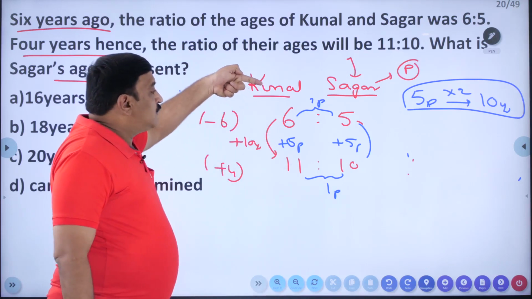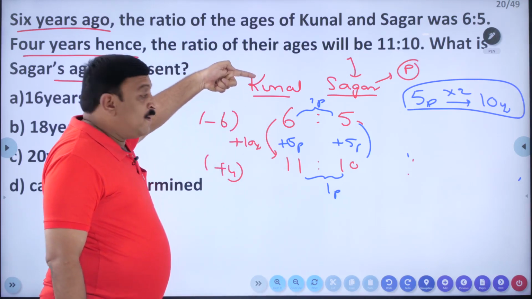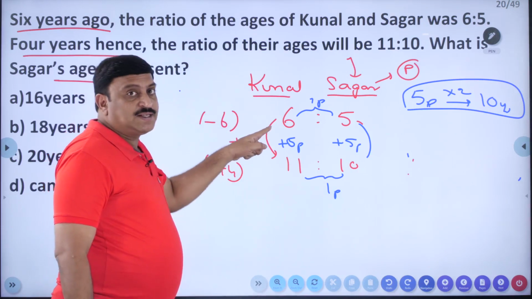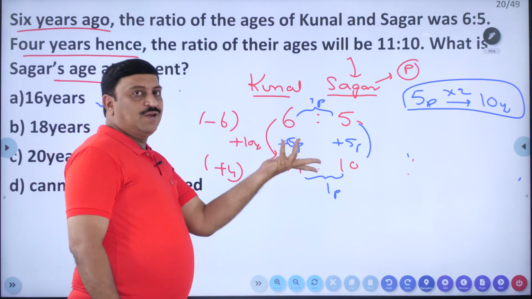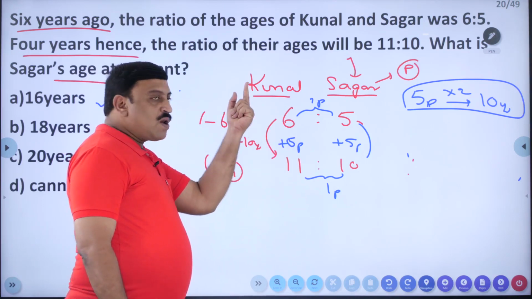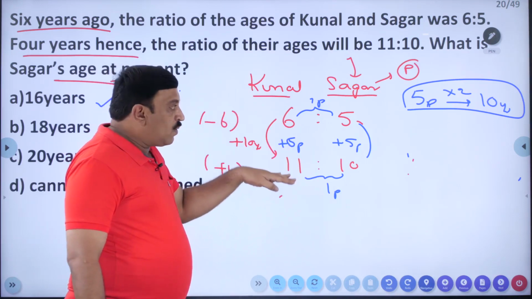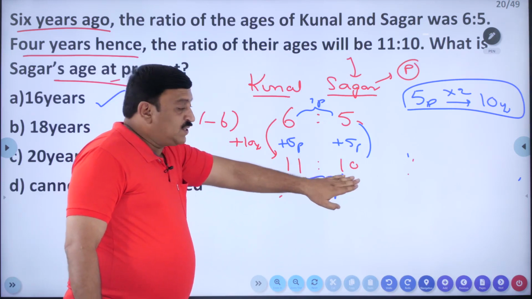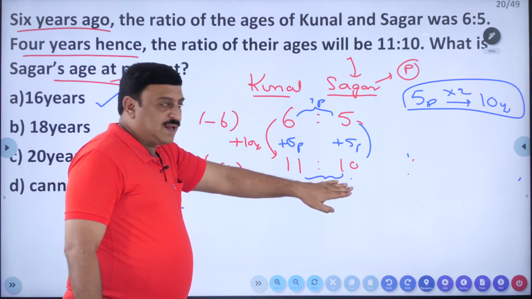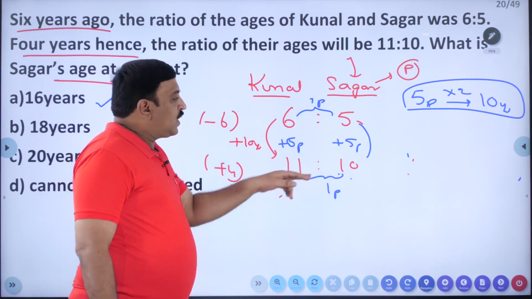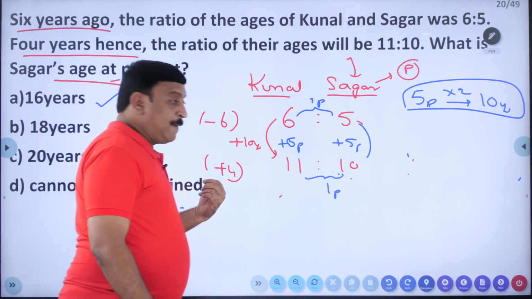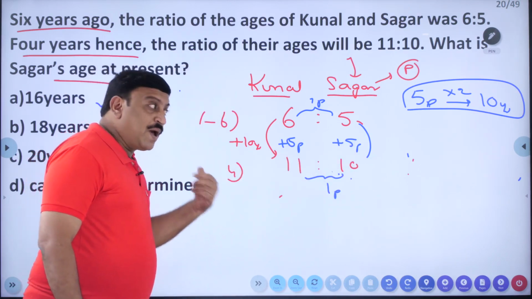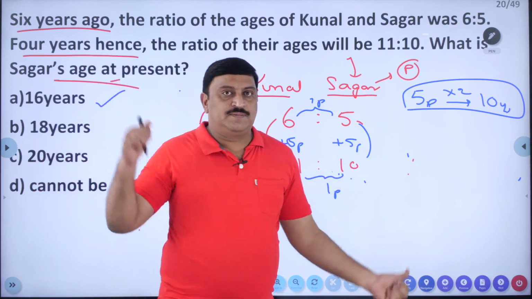Now Kunal's age: 6 years back he is 6 parts. 6 into 2, 12, plus 6, 18, over. Kunal's age I am using now. Sagar's age using this ratio. Let us try. That is 10 parts. 10 into 2, 20, minus 4, not plus 4, minus 4. 20 minus 4 is 16.